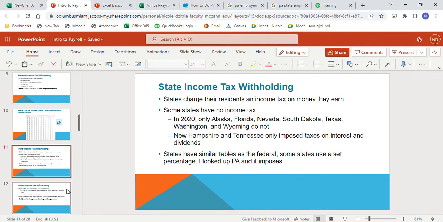And then there's SIT, state income tax withholding. In most states it's just a flat amount. I always use Pennsylvania as an example because most of my clients come out of Pennsylvania, so I will show you that when we get to the time template.